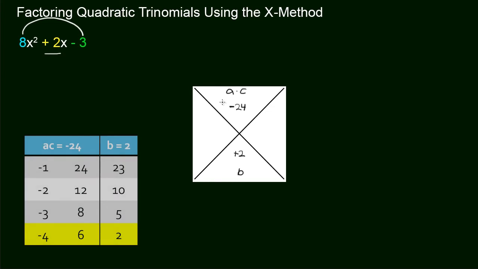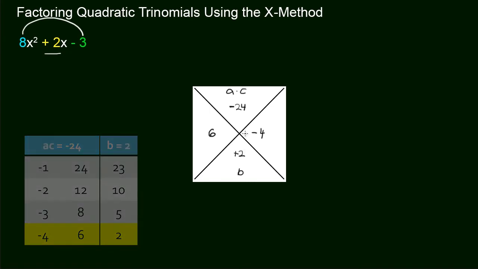Now we're going to look for two numbers that multiply to negative 24 and add to positive 2. Since our product is negative, we know that one of our factors has to be a negative number. And since our sum is positive, we know that the larger of the factors has to be positive. So our two factors are positive 6 and negative 4. 6 times negative 4 is negative 24. 6 plus negative 4 gives me positive 2.